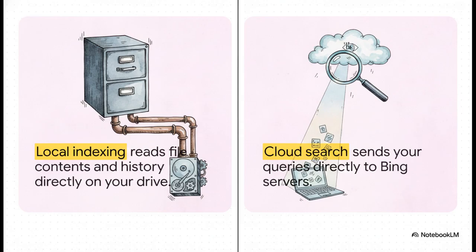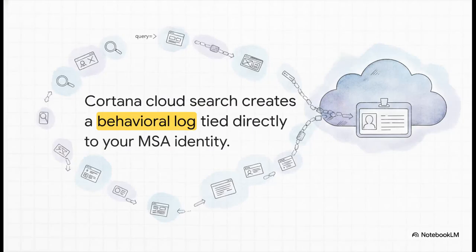So a tool you think is strictly searching your local computer is actually acting as a direct application layer tracking vector. And here's the kicker. Cortana Cloud Search isn't just sending anonymous aggregated telemetry. Not at all. It creates a behavioral log that is specifically tied to your Microsoft account or MSA identity. This means it's literally linking your highly specific personal search history over time directly to your cloud profile.